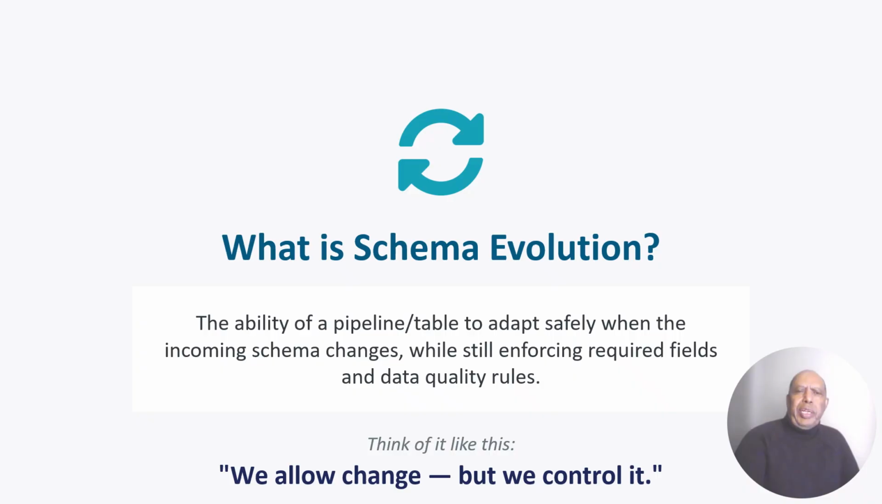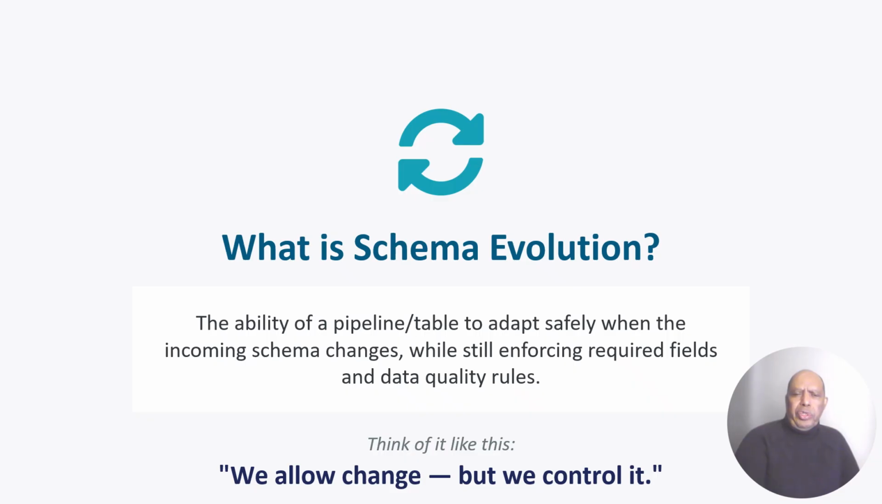Let me give you the clean definition. So schema evolution is the ability of a pipeline or a table to adapt safely when the incoming schema changes, while still enforcing required fields and data quality rules. Read that again: safely and while enforcing rules. This is the key distinction.